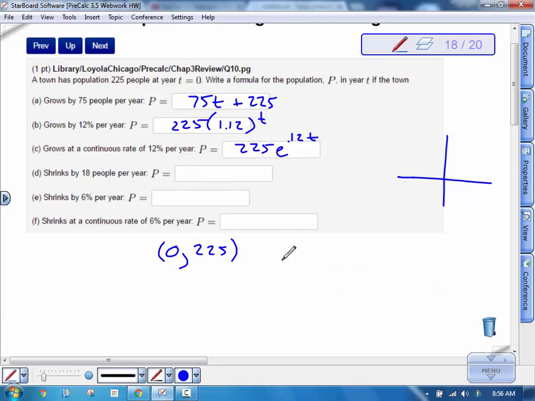And if it shrinks by 18 people per year, that's going down by 18 people per year. That's linear again, where the slope is negative 18, so it'll be negative 18x plus 225, or negative 18t.